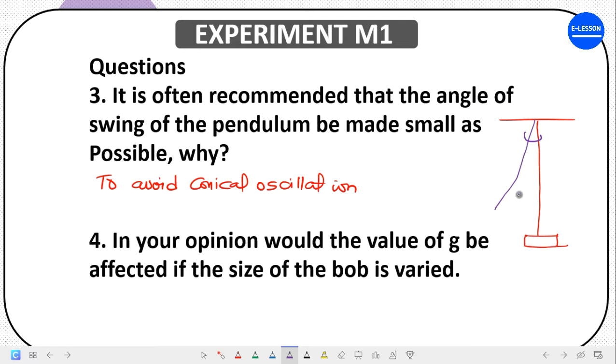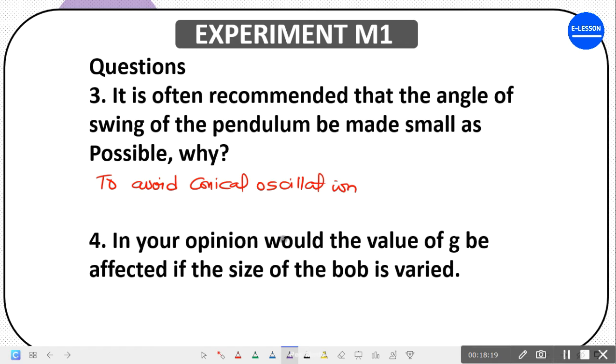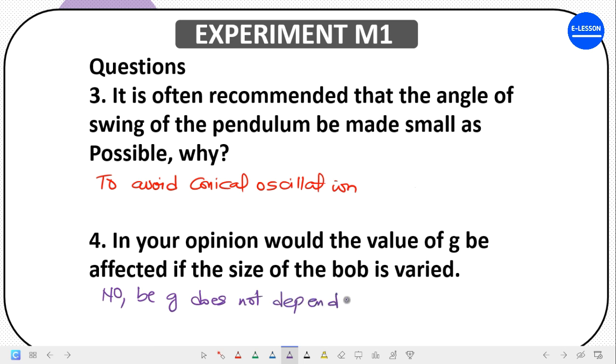Okay, now the next question says, in your opinion, will the value of G be affected if the size of the bulb is varied? No, because G does not depend on the mass or size of the bulb, of the pendulum bulb.